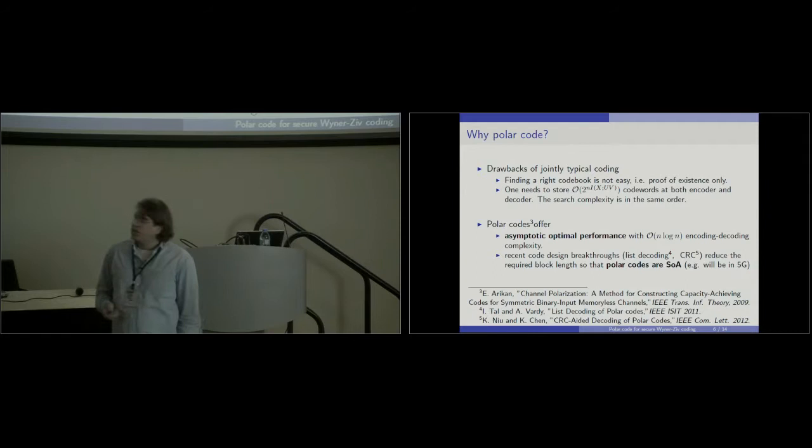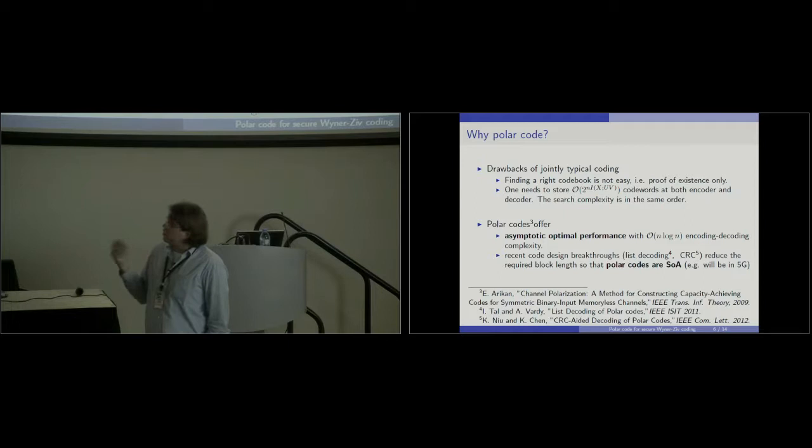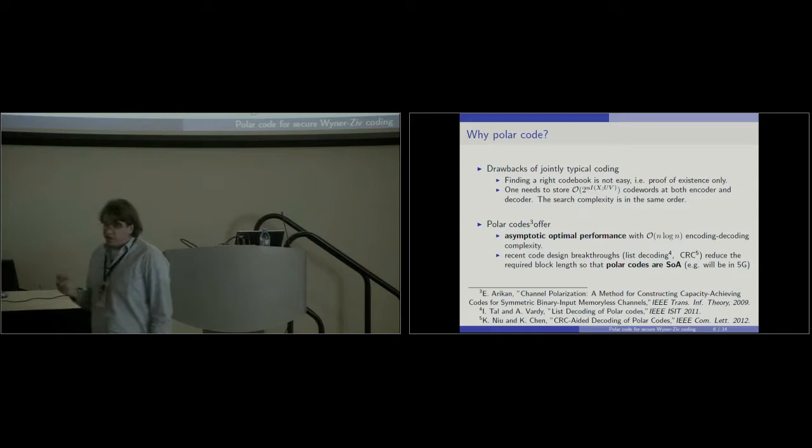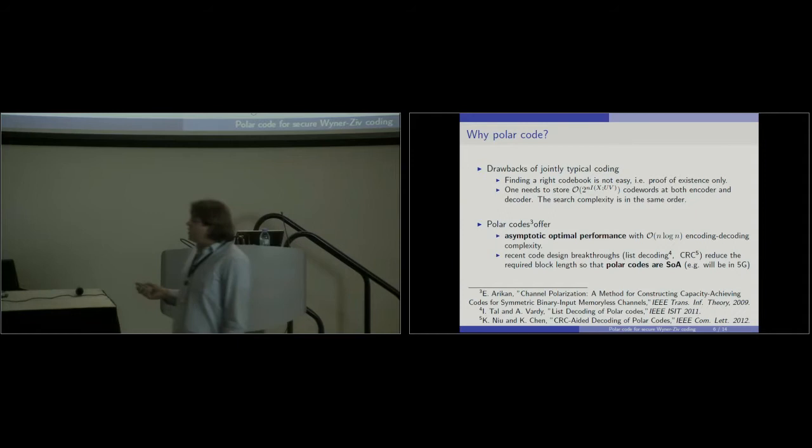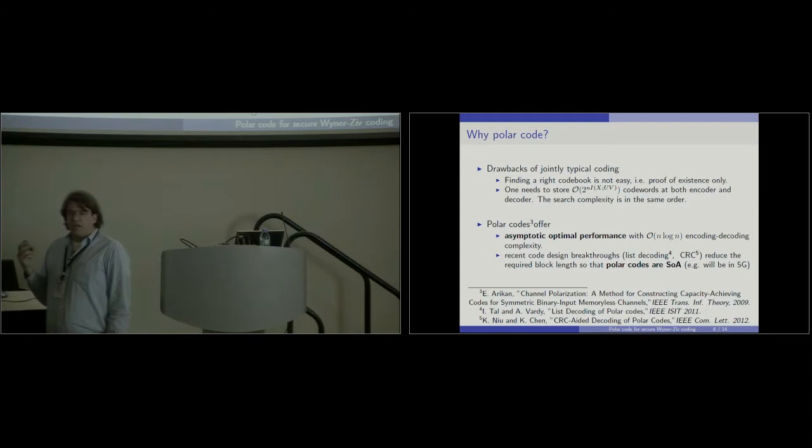Arikan in 2009 came up with a code construction called polar coding, which was a systematic design of codes for the point-to-point channel. This was really a breakthrough, because now these codes were achieving the fundamental bounds. It was a constructive design, even with a reasonable complexity. The drawback was that it was still an asymptotically optimal performance, and the block length N had to be very large. And if N becomes very large, it was still not really practically relevant.